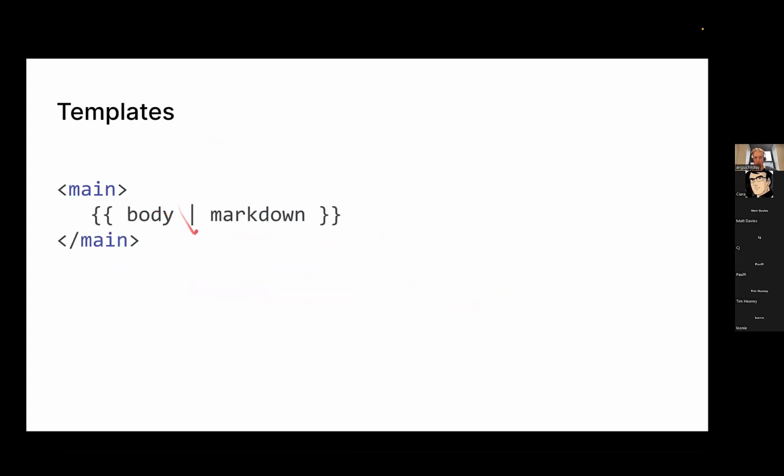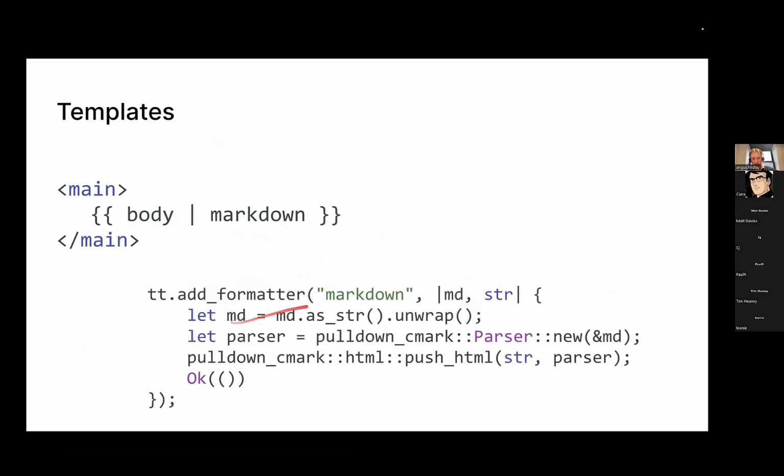They also have these pipes. This is kind of like calling a function. So I'm piping the body that I've passed in here into a markdown function, and you set these up in Rust. And there's a really great library called pulldown-cmark, which is super fast, it turns markdown into HTML super fast.